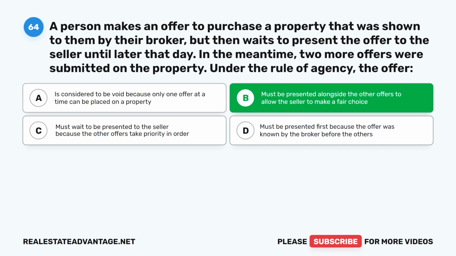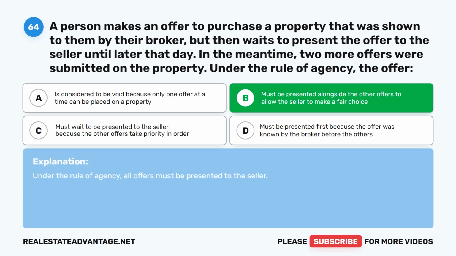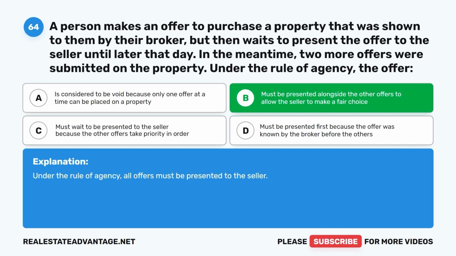The correct answer is B, must be presented alongside the other offers to allow the seller to make a fair choice. Under the rule of agency, all offers must be presented to the seller.